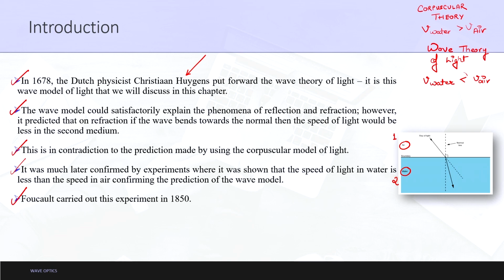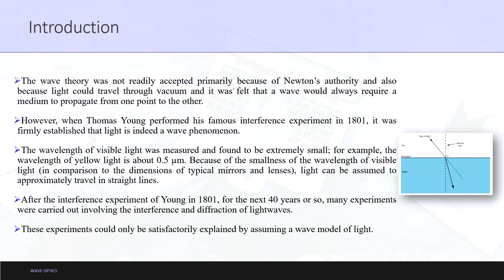The wave theory was not readily accepted primarily because of Newton's authority. Newton was adamant that light cannot be a wave, that light can only be a particle.